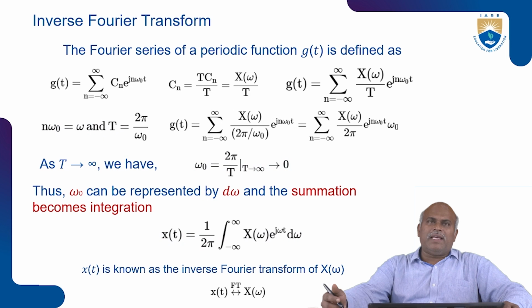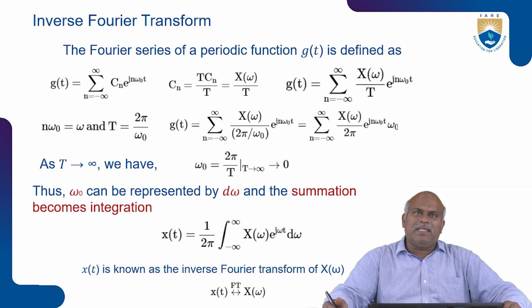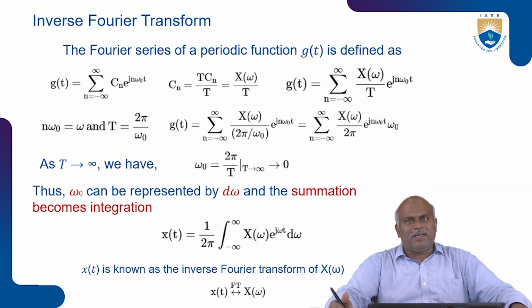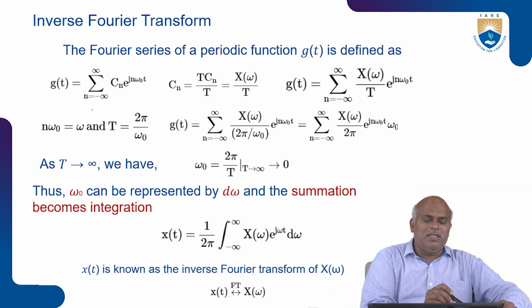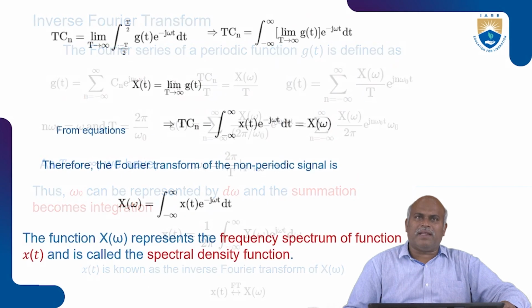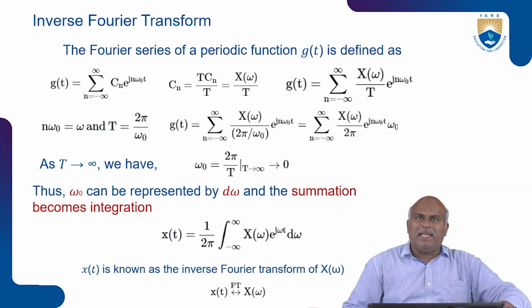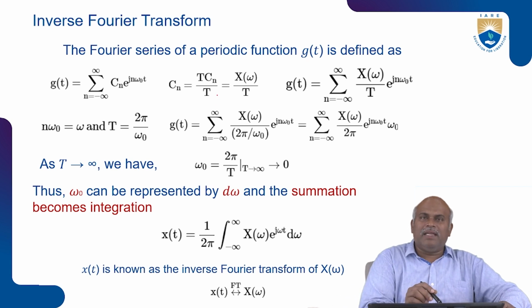Next, we go for the inverse Fourier transform. The inverse Fourier transform is based only on the Fourier series. The Fourier series of a periodic signal I should write as g of t, defined as g of t equal to summation from n equal to minus infinity to plus infinity of c of n e power j n omega 0 t. Now we know c of n is equal to T c of n divided by T, as per the previous case, which equals X of omega by T.